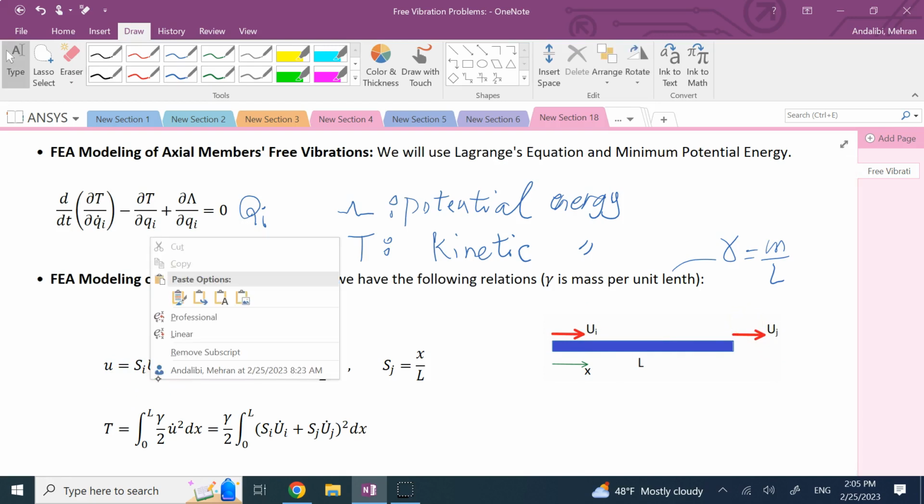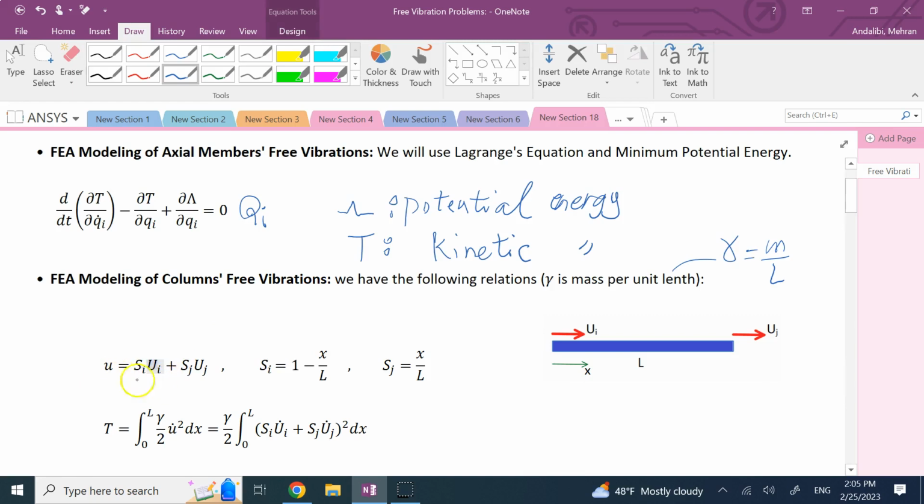And your axial displacement is written in terms of the dot product between the u vector, the nodal displacement vector, and the shape functions, where the shape functions were 1 minus x over L and x over L, where x was the local coordinate. And so kinetic energy is clearly the integral over the whole length of half of gamma times u dot squared dx, right?